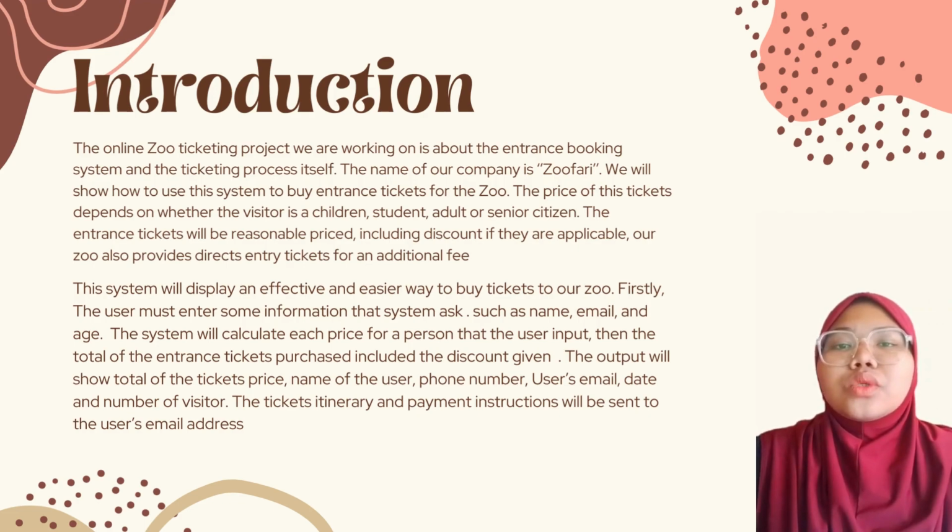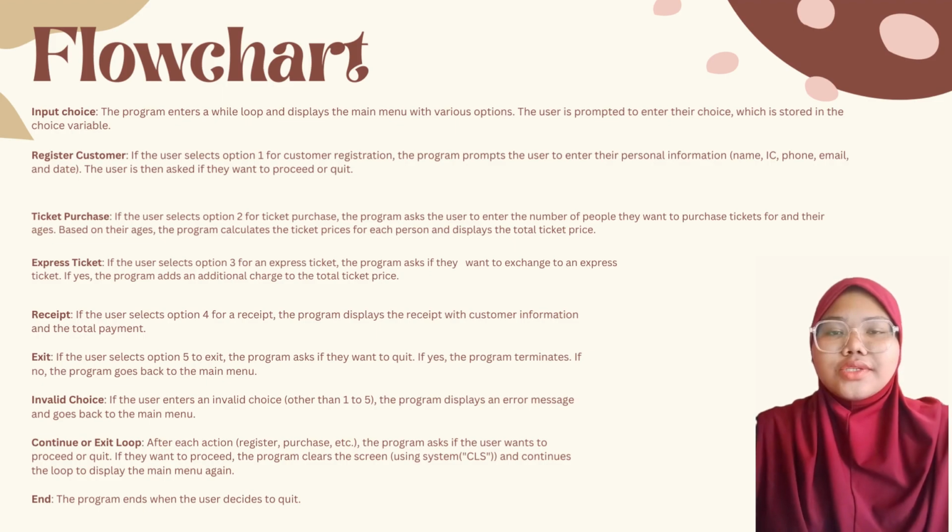The output will show the total of the ticket price and the name of the user, phone number, user email, date, and number of visitors. The ticket and payment instructions will be sent to the user's email address. So next, I'm going to explain our flowchart.